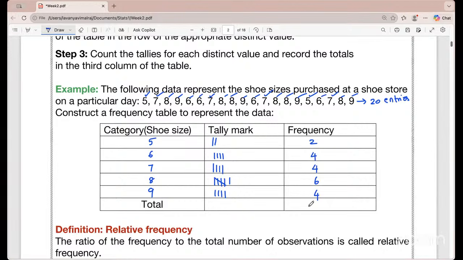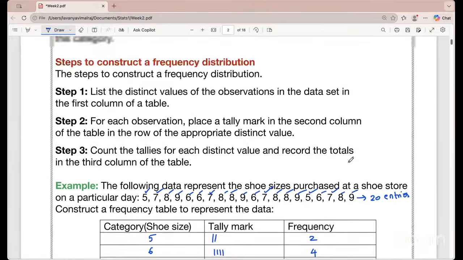So when you calculate the sum of the frequencies, that same number should appear. Only then is whatever you have counted correct. You can verify whether the given number of data is matching with the sum of the frequencies. What is the sum of the frequency here? 20. So the sum of frequency represents the total number of data.